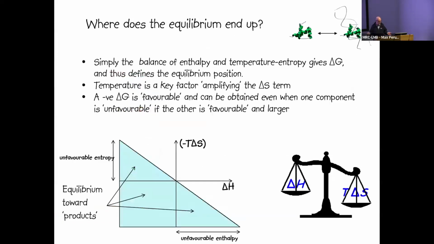Okay, so where does the equilibrium actually end up? Well, it's just simply, because of the equation, a balance between the enthalpy and the entropy multiplied by the temperature. That doesn't mean that the reaction won't proceed or the complex won't form if one of the components is unfavorable. Here, both the entropy component and the enthalpy are favorable, but here we have unfavorable enthalpy, here we have unfavorable entropy. But nevertheless, because the other component is larger, we're still going to progress towards product formation, or in this case, the complex.